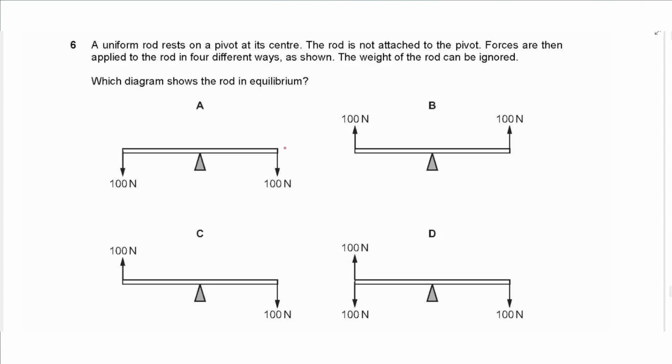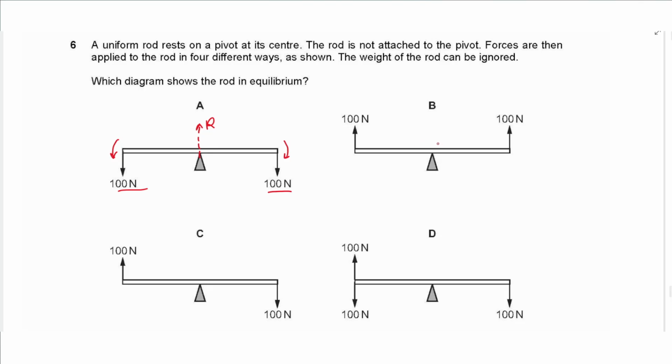So we have here the 100 newton force causes a clockwise moment and the other 100 newton force causes an anti-clockwise moment. So these will balance since the pivot is at the center. Equal forces and equal distances mean equal and opposite moments. But these forces are balanced by the reaction force from the pivot. So this object will be in equilibrium.